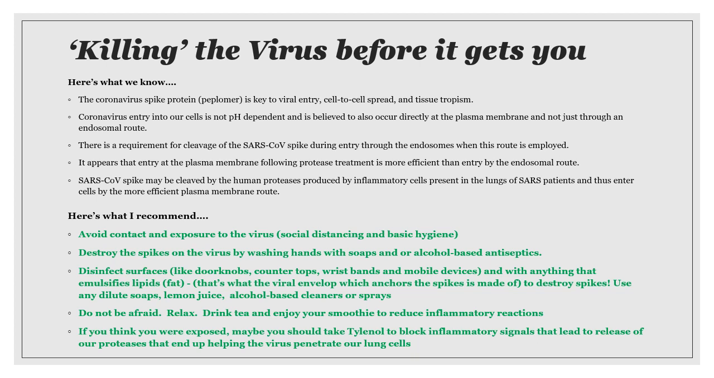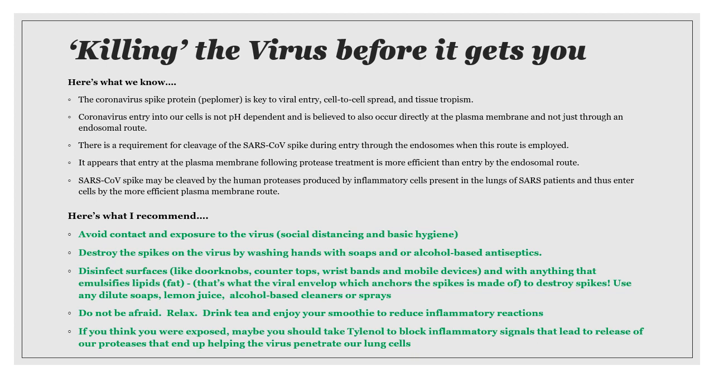We also know that coronavirus entry into our cells is not necessarily pH dependent, and so it can cross the plasma membrane, not just through the endosomal routes. So there is a requirement for the cleavage of the SARS-CoV spike, and you'll wonder, what is that? I am not going to bother you with that mechanism of how the virus enters through the endosomes.